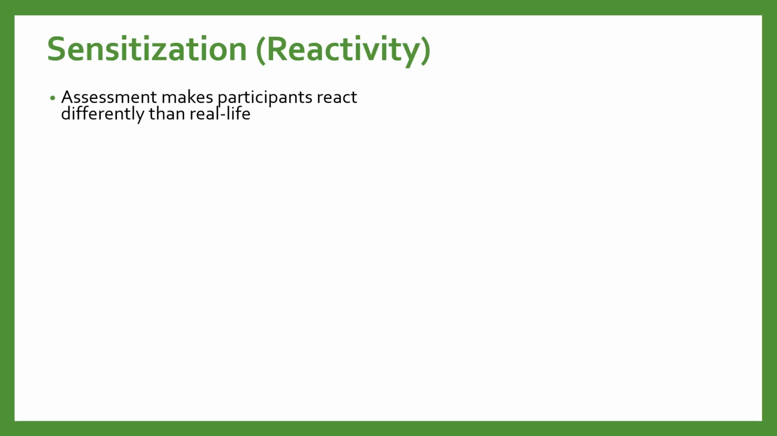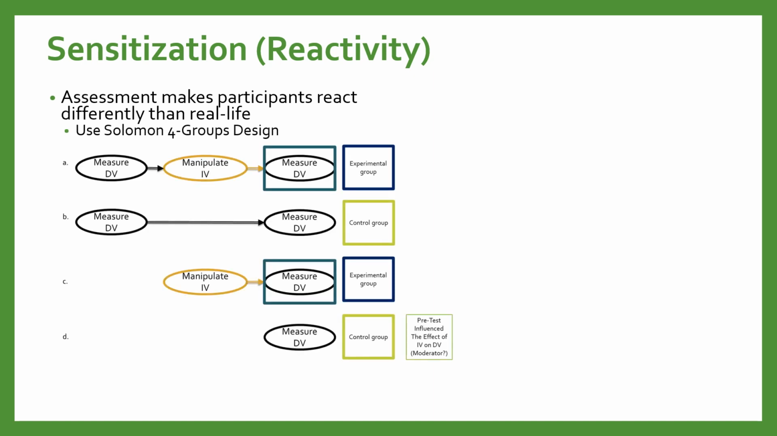So sensitization or reactivity is all about how the assessment itself, the measurement of the dependent variable, can make participants react differently to the treatment or the level of the independent variable that they received than they would in the real world or without the assessment. So a great way to make sure that sensitization is not having an impact on results is to use the Solomon 4-group design. And that's from the quasi-experimental and experimental research methods video.